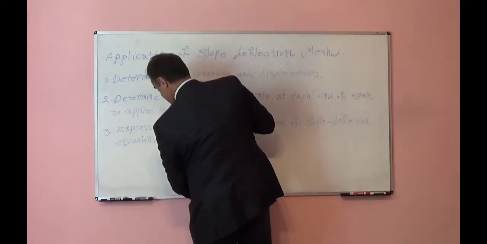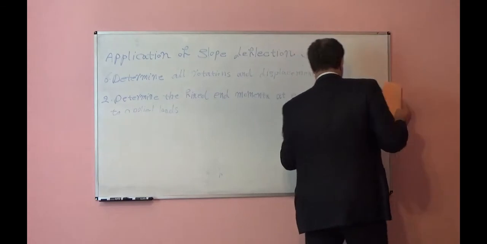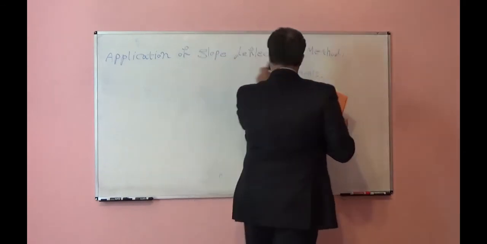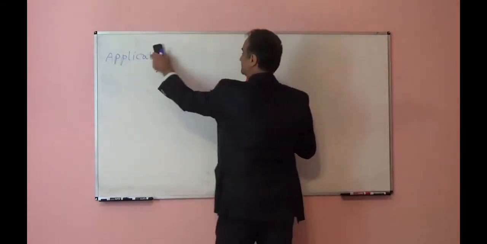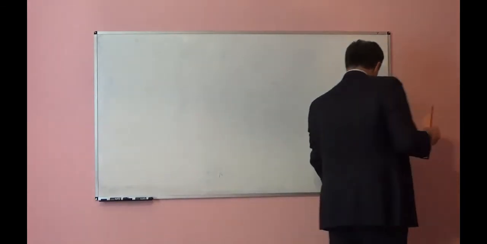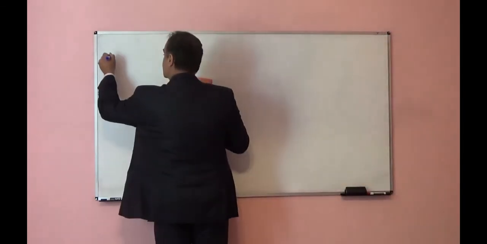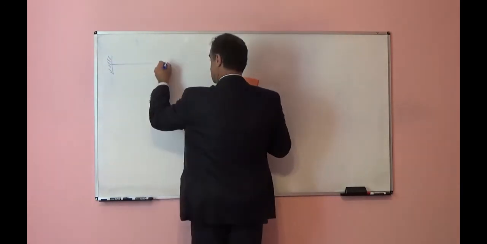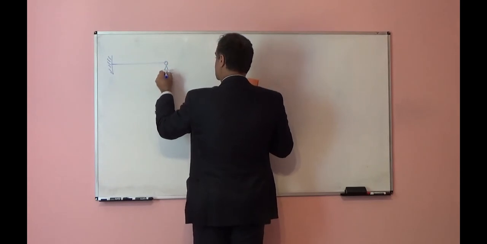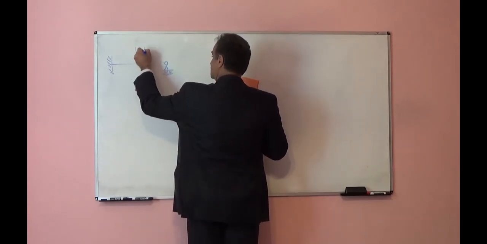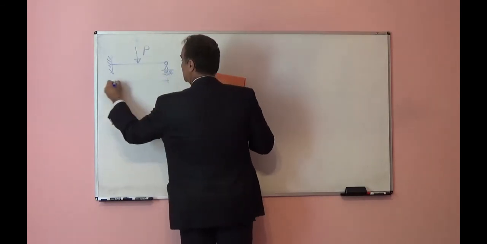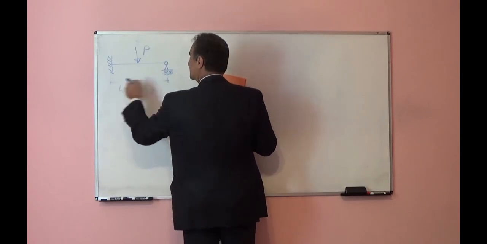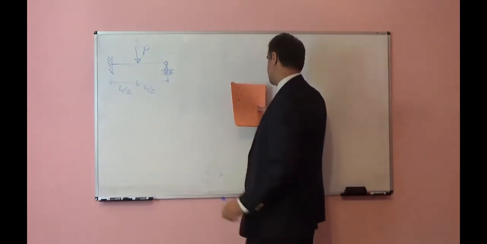Don't worry, you will understand, because I will solve different problems using the slope deflection method, and you will see how we can apply these steps in real problems. First, a very simple example. Assume we have one beam, one end is fixed, another end is roller. This beam is subjected to a concentrated load at mid-span, and the total length is L, each side is L over 2, because the load is at mid-span.